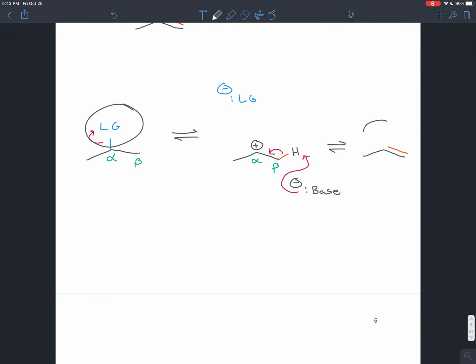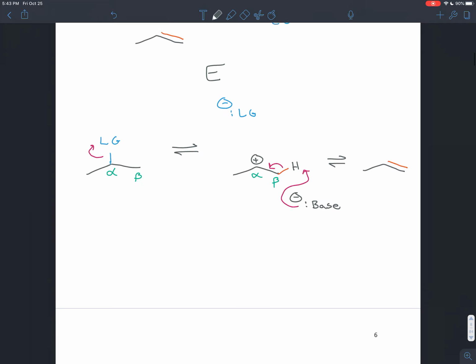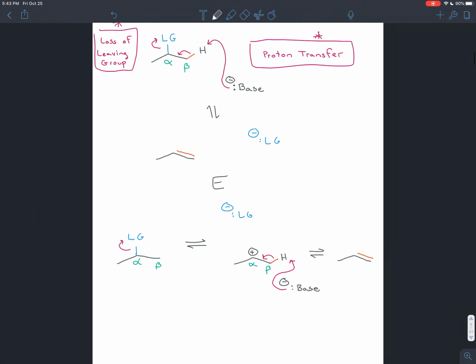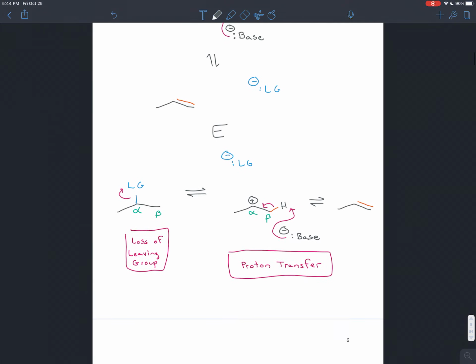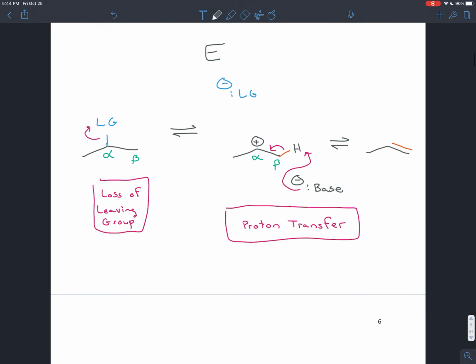Now in this case, it's still an elimination reaction. You had something on the molecule, it's not there anymore. So you're still eliminating things, so big E, but only one curved arrow pattern happens at a time. First, you have loss of a leaving group, and second, separately, you have proton transfer. Because only one thing happens at a time here, this is classified as an E1 reaction.